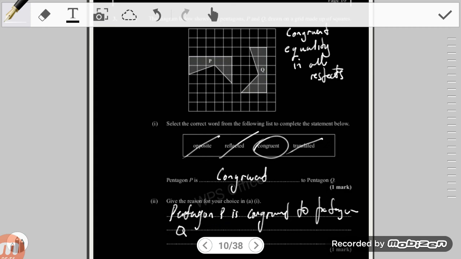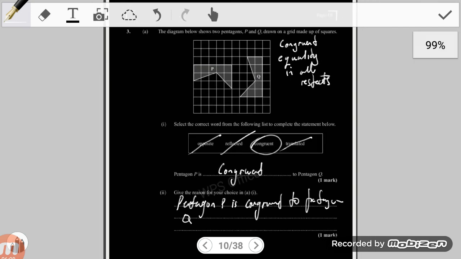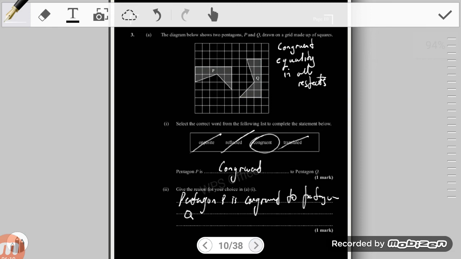since the area, the length, the perimeter, the angles are the same. So you could mention all of that. You could mention any of the above, right? You just need to make one comparison. All right, so that's good. So let's move on now to the next question.